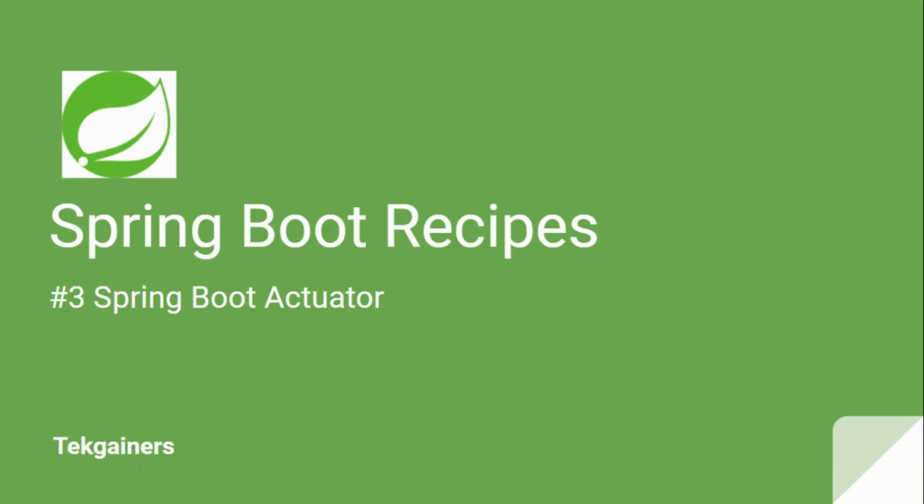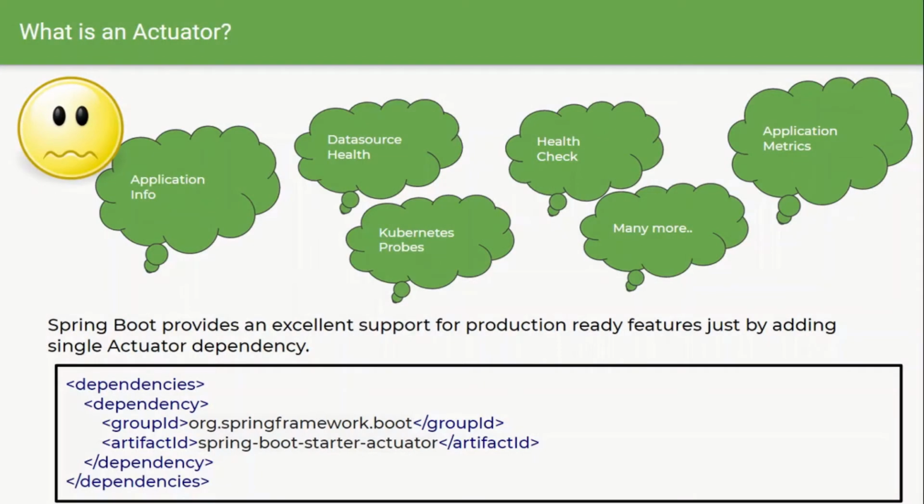This video is part of Spring Boot recipes and today we'll see actuators in action. Let's start. Are you looking for adding production ready features to your app? If yes, good news is that Spring Boot provides the same via actuators. To enable it, you just need to add actuator dependency to your project. Here you can see the Spring Boot starter actuator.